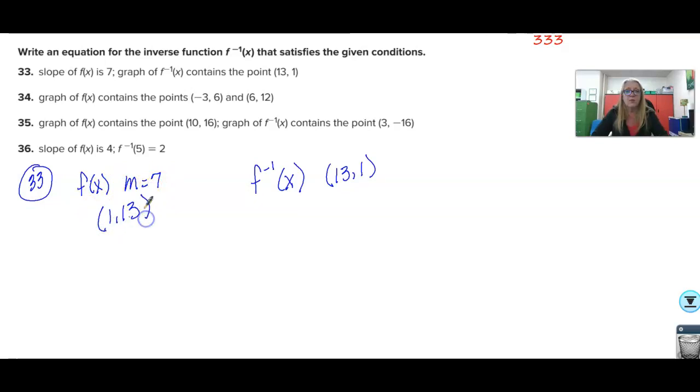All right? Well, if we have a point and a slope, can't we write an equation? We can write an equation in slope-intercept form too, can't we? Because we would do y equals mx plus b. So we have y equals 7x plus b.